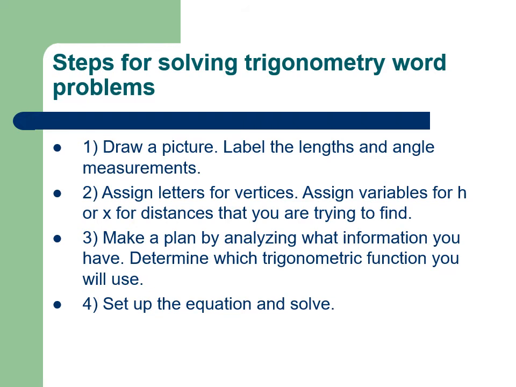It really just needs to be a right triangle where you've labeled in the information that you're given from the problem. We want to put letters on the vertices and assign variables, whether you're using H or X, for distances you're trying to find. And then you're going to make a plan. So that plan is looking at, okay, what am I trying to solve? What do I have? Which trig ratio do I then use? And then you're going to set up and solve the problem.